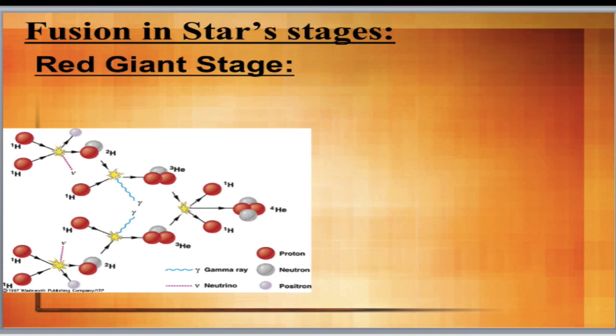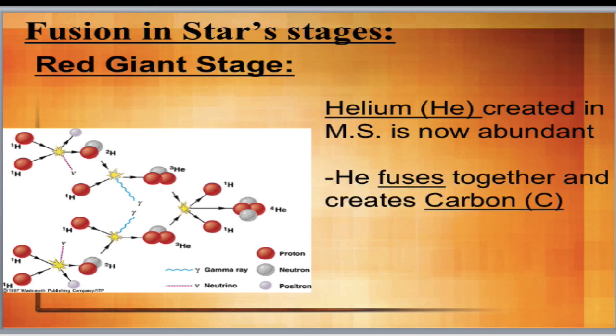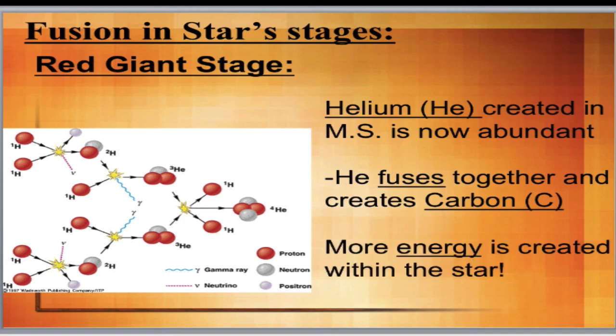Well, if you have a lot of helium, use it as your fuel and fuse the helium together. So when you fuse two helium atoms together, you end up with a bigger atom. 2 plus 2 is 4. The element on the periodic table that has 4 protons in its nucleus is carbon. Okay? Plus, you get more energy. Okay? So, fusing things together, keep fusing them until you can't anymore.